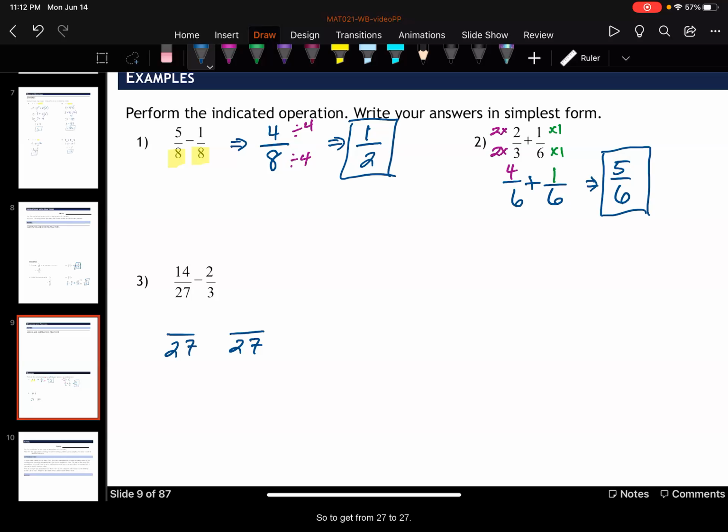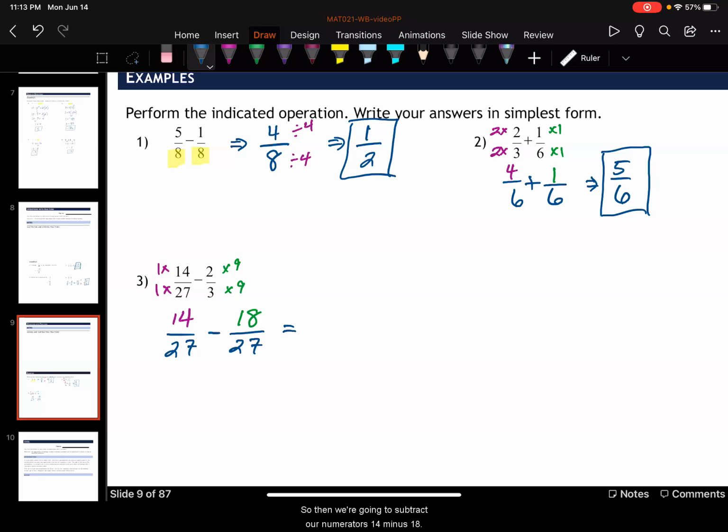Okay, so to get from 27 to 27, again, it really stays the same, but it's the same thing as multiplying by 1. So 1 times 14 is 14. So 14 over 27 minus. To get from 3 to 27, we multiplied by 9. So 2 times 9 would be 18.